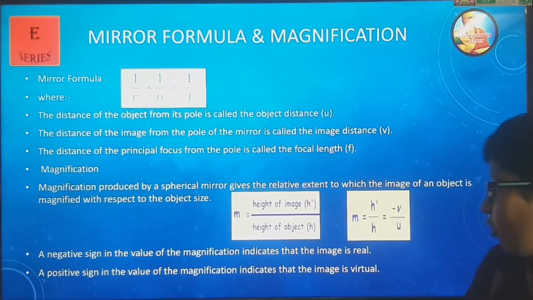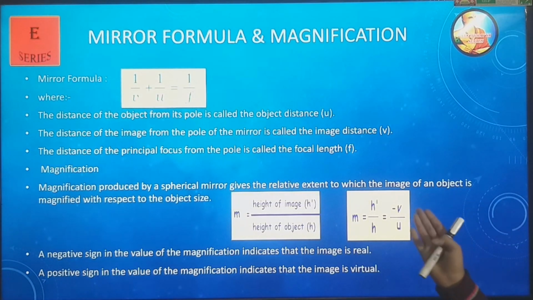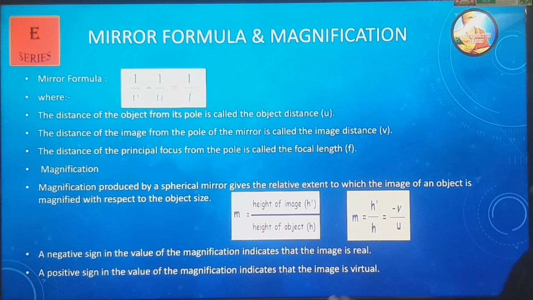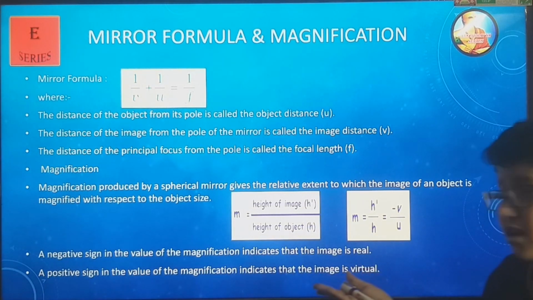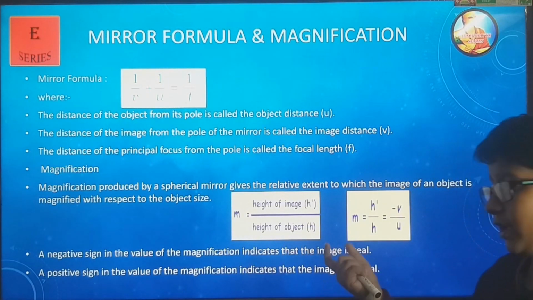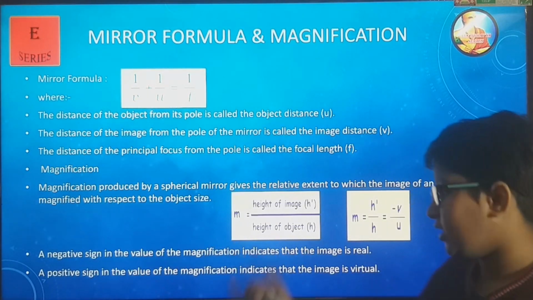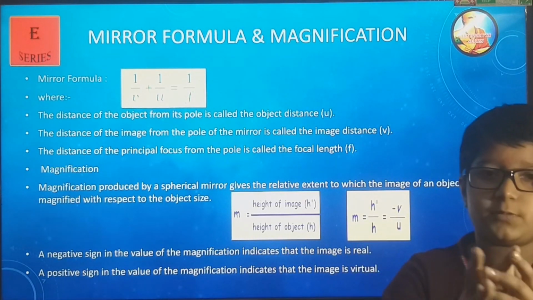This is the formula: if you have u and v, then you can get m, the magnification. A negative sign in the value of the magnification indicates that the image is real. If the magnification value is negative, then it's real. If it's positive, then it is virtual.